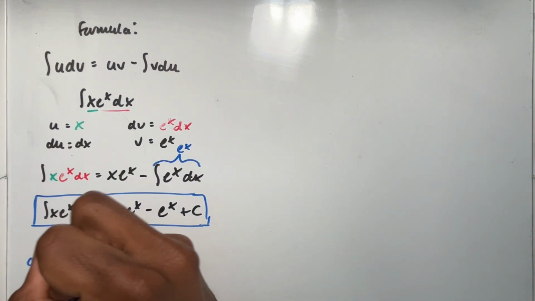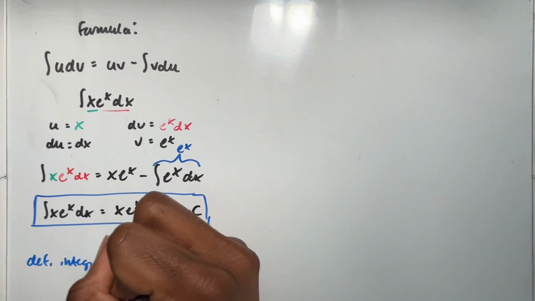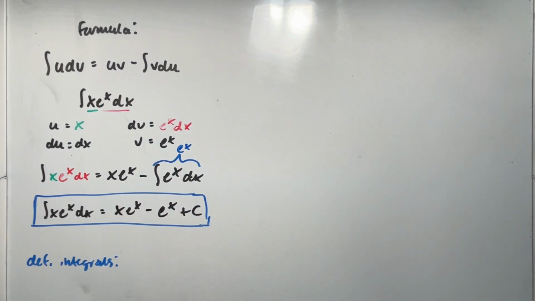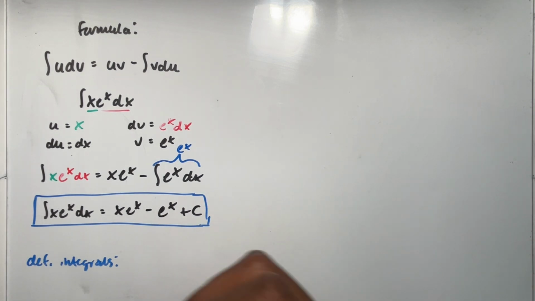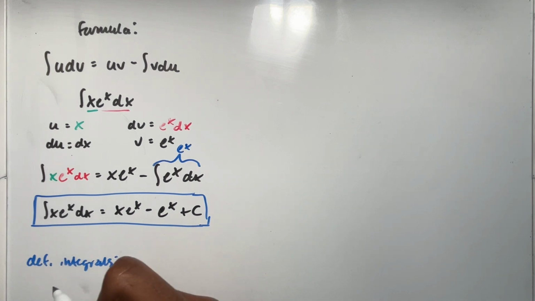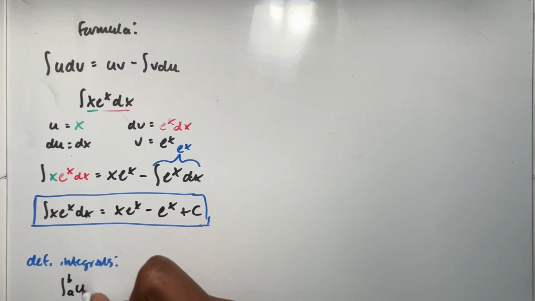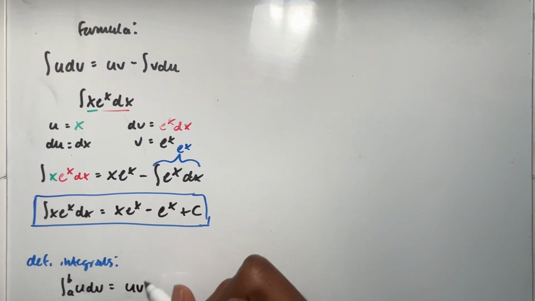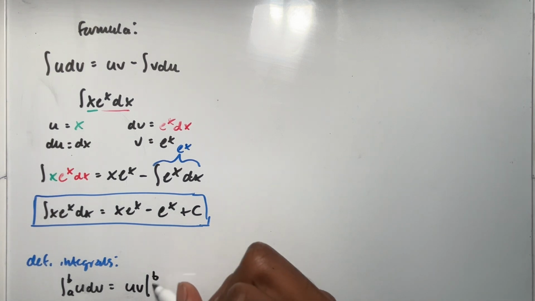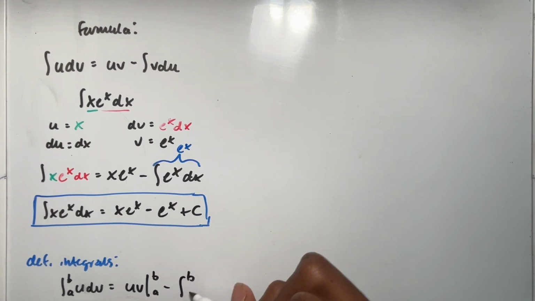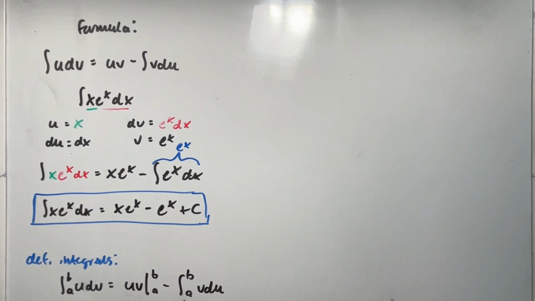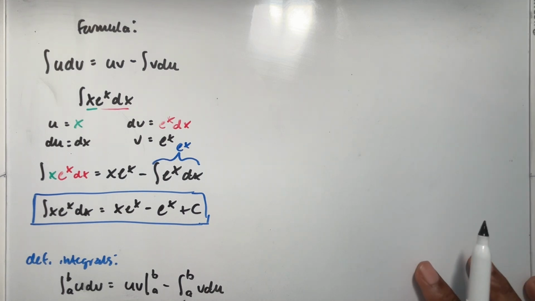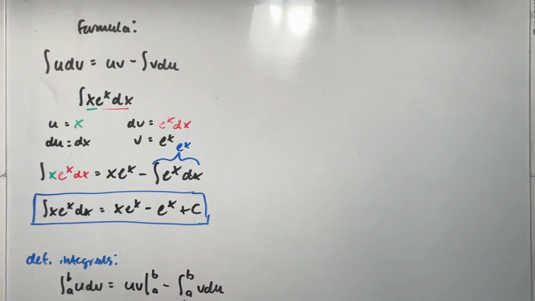And if you're going to use definite integrals, then your formula is pretty similar. The only thing that changes is you're now integrating from different bounds. So it's going to be the integral from bounds a to b of u dv is going to equal uv. And you're going to evaluate this from a to b, then minus the integral again from a to b, and then v du. So that's what it would look like if you're doing definite integrals. So this is one way to do integration by parts.